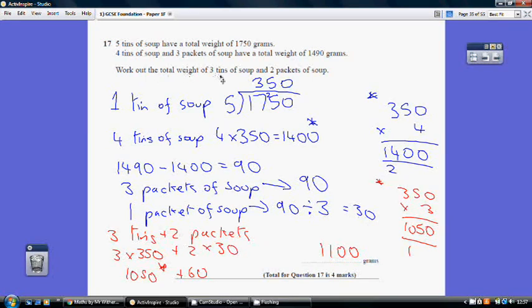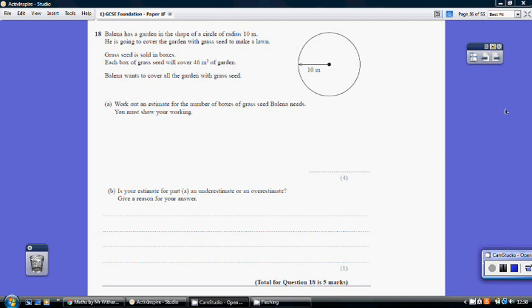So work out the total weight of 3 tins of soup. Well, the 3 tins of soup is going to be 3 lots of 350. And then question 18.